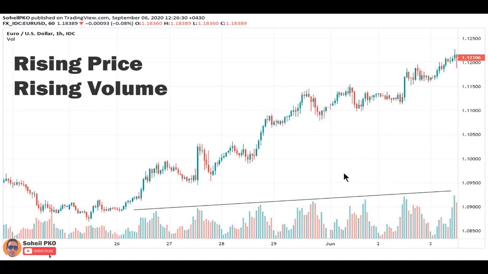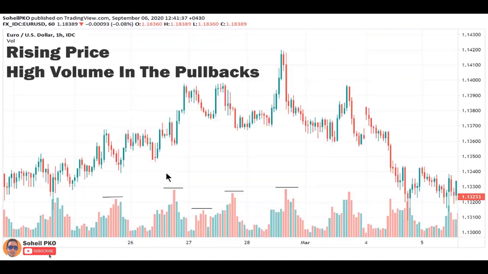Ideally, we should see lower volume when the price moves against the trend, which is called a pullback, and greater volume when the price is moving in the direction of the trend, as you can see in this case. This shows that this trend is strong and the possibility for this trend to continue is higher. And if you see high volumes in the pullbacks, just like in this case here, it shows that the trend is weakening and there is a possibility for reversal, as you can see here.